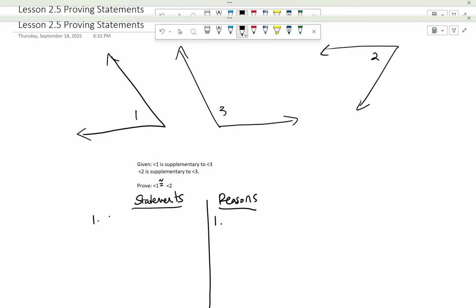First one, we'll start effectively the same way. We enumerate these, and we'll have angle 1, and I'm going to abbreviate supplementary, is supplementary to angle 3, and we have angle 2 is supplementary to angle 3. And this is because this is given. Number 2.